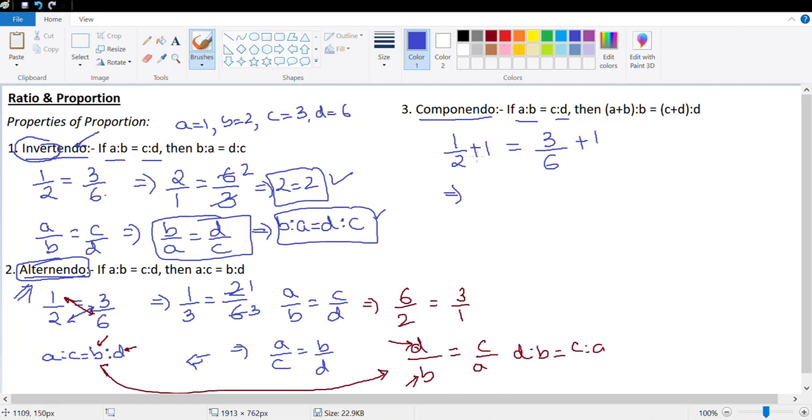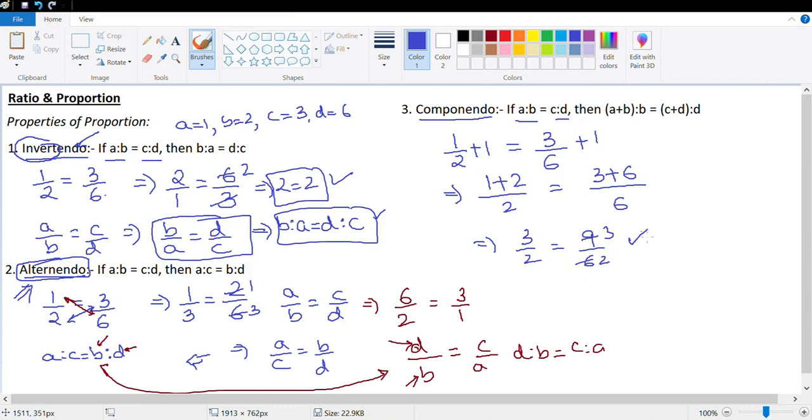So if I add 1 to both the sides, I will take the LCM. The LCM is 2. This will become 1 plus 2. And here the LCM is 6. This will become 3 plus 6. This is 3 upon 2 is equal to 9 upon 6. 3 into 2, 3 into 2. That's correct. We know that this is correct.